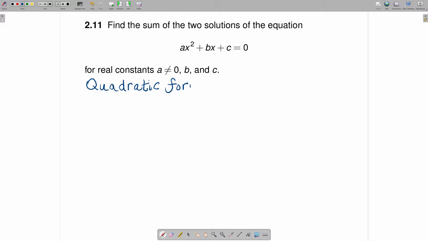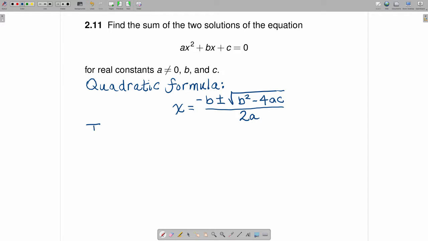And the quadratic formula says that the two solutions to this particular equation are negative b plus or minus the square root of b squared minus 4ac, divided by 2a. And that's a formula worth memorizing because it comes up quite often.